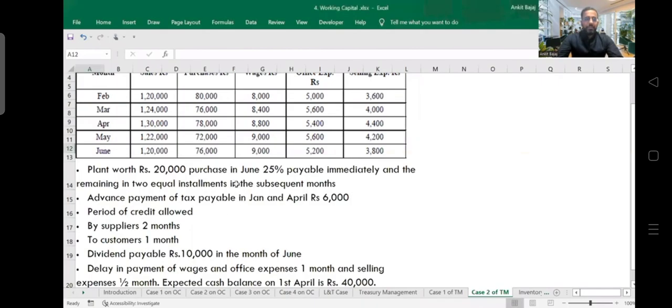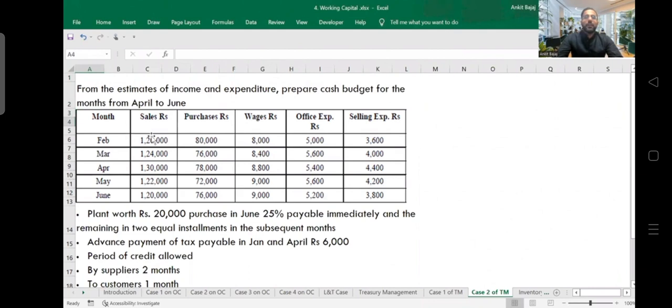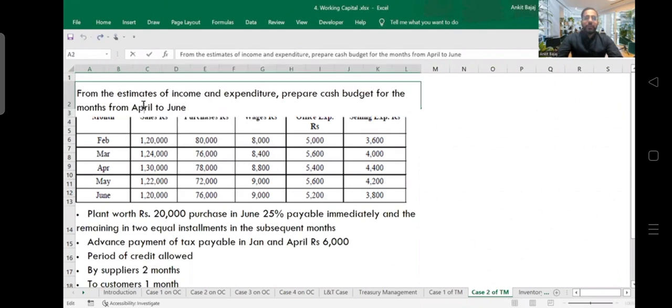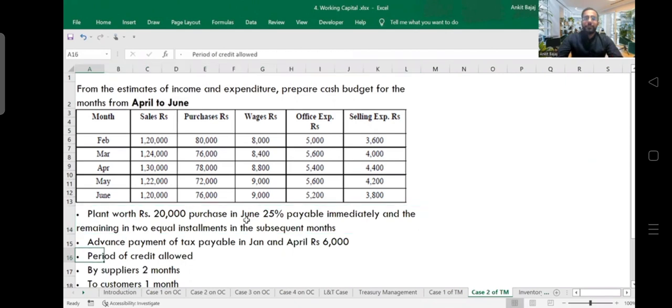Okay, so see this question. From the estimate of income and expenditure, prepare a cash budget from April to June. Right? We have to prepare a cash budget from April to June. April, May, June. Right? A 3 months budget we have to prepare. Right? Feb, March, April, May, June. Then sales is given here. Purchase is given. Wages, office expenses, selling expenses. This data is given in the question.